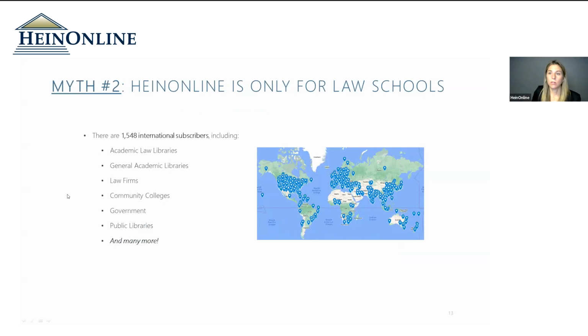Myth 2, HeinOnline is only for law schools. Absolutely not true. We talked about this a little bit earlier, but you can see of the 1,500 international subscribers, this includes general academic libraries, law firms, community colleges, government agencies, public libraries, and more.